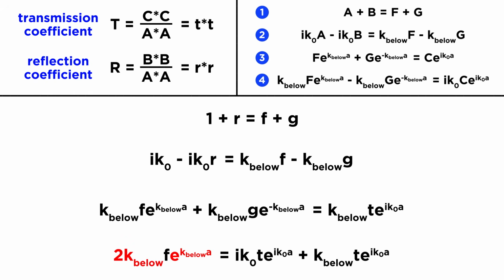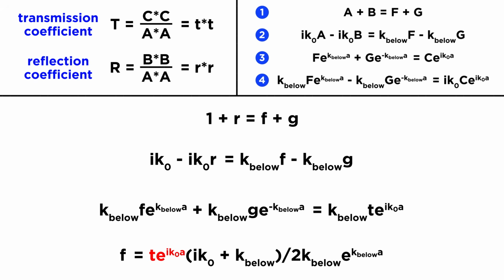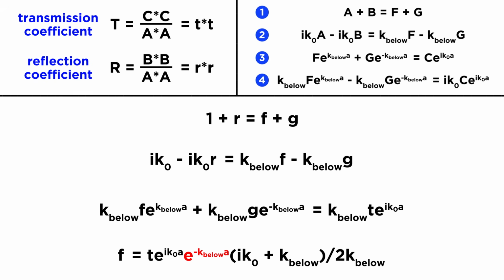This entails dividing both sides by 2k below times e to the k below times a. This can then be simplified, since both terms in the numerator have t and the same complex exponential, so let's factor those out. And we can actually simplify a bit more by bringing the real exponential from the denominator up to the numerator, which we can do if we invert the sign on the exponential term.